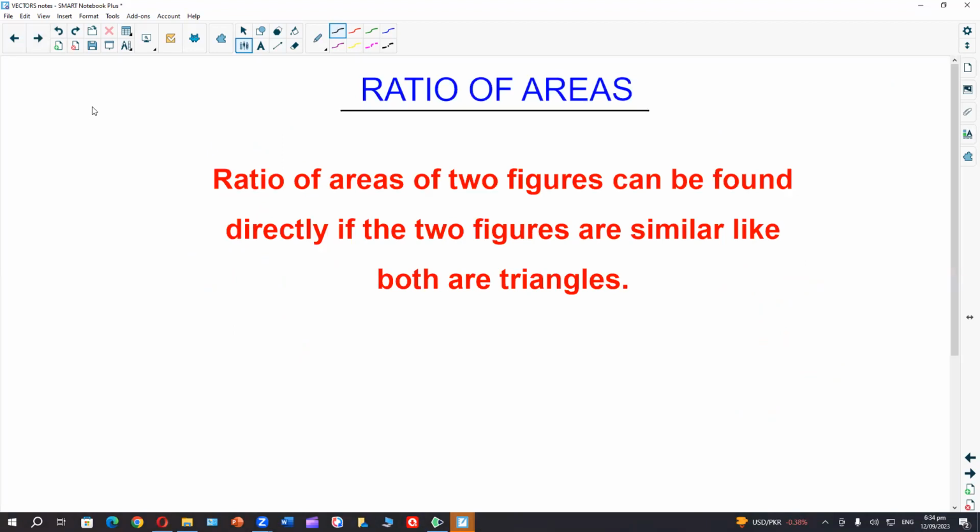Ratio of areas of two figures can be found directly if the two figures are similar, like both are triangles. This is something not related to vectors only. This is a concept which comes in mensuration. This is a concept which comes in trigonometry also. So it's a concept across 2-3 chapters. Now you have to copy this heading. This is the screen.